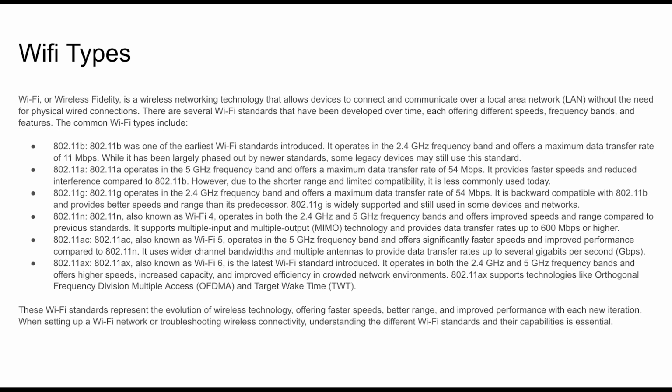802.11a operates in the 5 gigahertz frequency band and offers a maximum data transfer rate of 54 megabits per second. It provides faster speeds and reduced interference compared to 802.11b. However, due to shorter range and limited capability, it is less commonly used today. And 802.11b was one of the earliest Wi-Fi standards introduced. It operates in the 2.4 gigahertz frequency band and offers a maximum data transfer rate of 11 megabits per second. While it's been largely phased out by newer standards, some legacy devices may still use the standard.